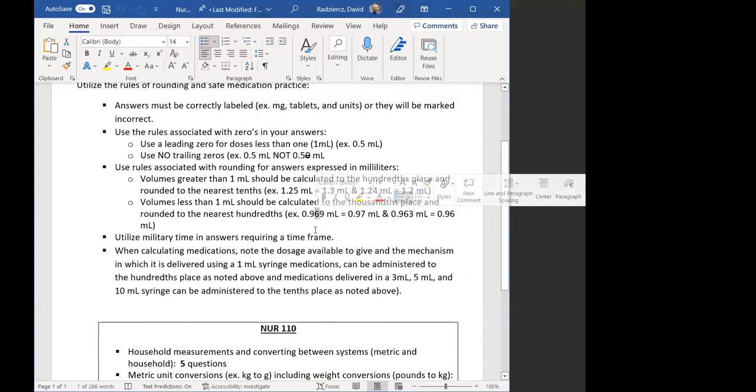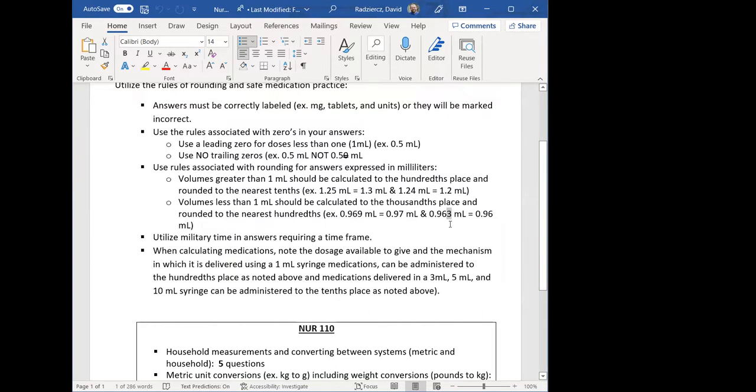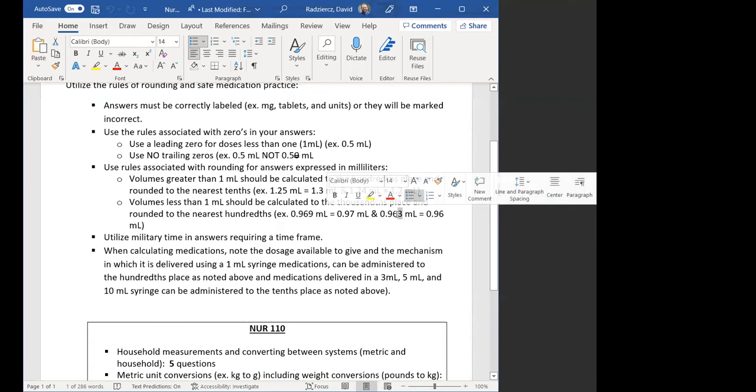So in this example, for volumes less than 1, you're going to round to the nearest hundredth place. So this answer would be 0.97 milliliters because the 9 is obviously greater than 5. In the subsequent example, 0.963, we're going to look at the 3. The 3 says to leave the 6 alone, so we'd leave our answer at 0.96.